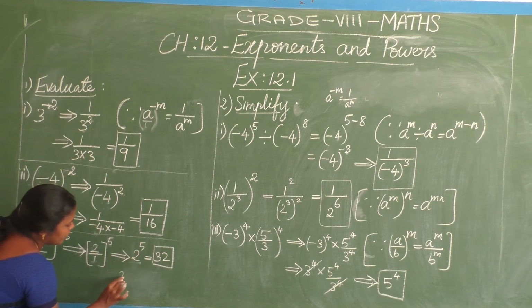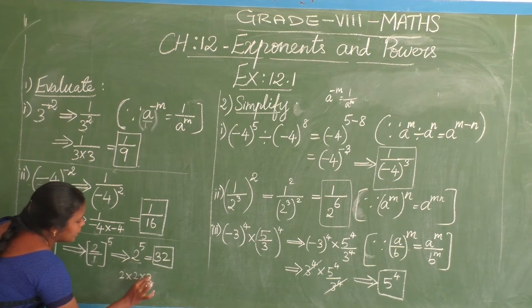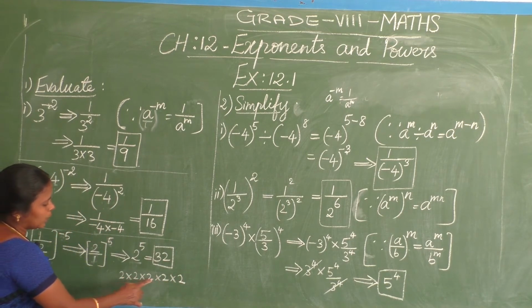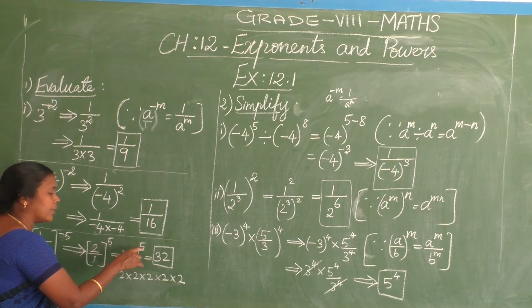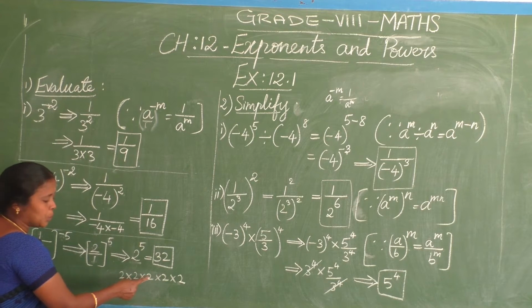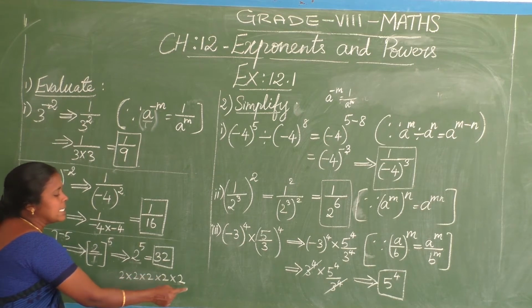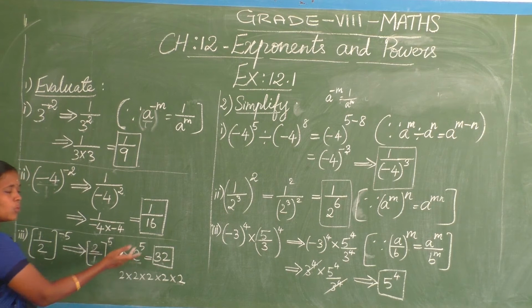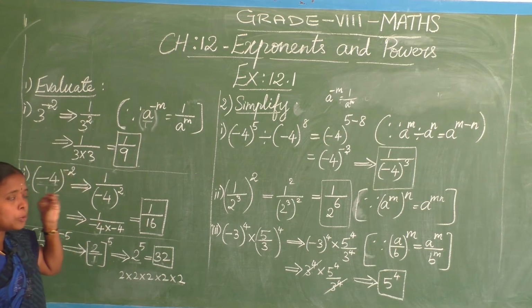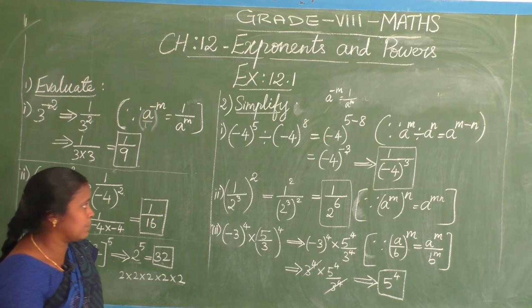2 power 5 can be written as 2 into 2 into 2 into 2 into 2. Clear? 1, 2, 3, 4, 5. The base can be extended in product form according to its power. 2 power 5 meaning is like this only. So multiply: 2 2s are 4, 4 2s are 8, 8 2s are 16, 16 2s are 32. So I have written directly 2 power 5 becomes 32. Understood? So like this, using the suitable law, you have to solve the sum step by step.